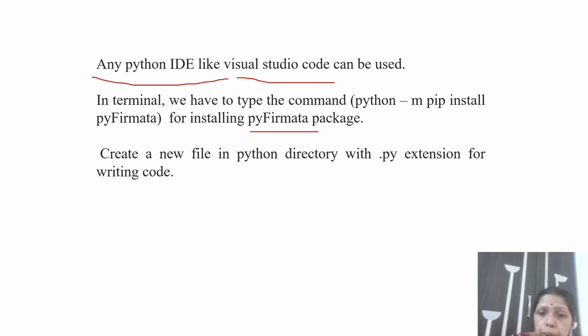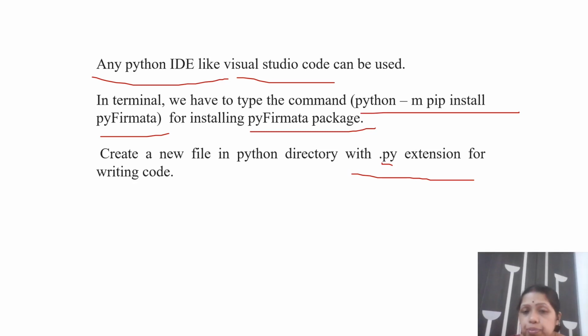For installing the PyFirmata package, you have to write this instruction: python -m pip install pyfirmata. You have to create a file under Visual Studio Code, and after writing the code, you have to save the file with the .py extension.